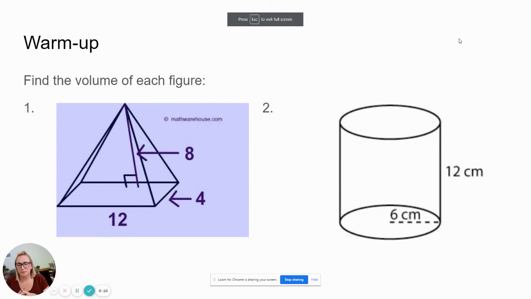We'll do a little bit of review and take a test, and we have our CFA, but for the most part, this is the last new thing. So we're going to start by reviewing two of the formulas that we used last week, pyramids and cylinders, and then we are going to add in cones and spheres. So take a minute to find the volume of each of these figures, and then we'll get started.